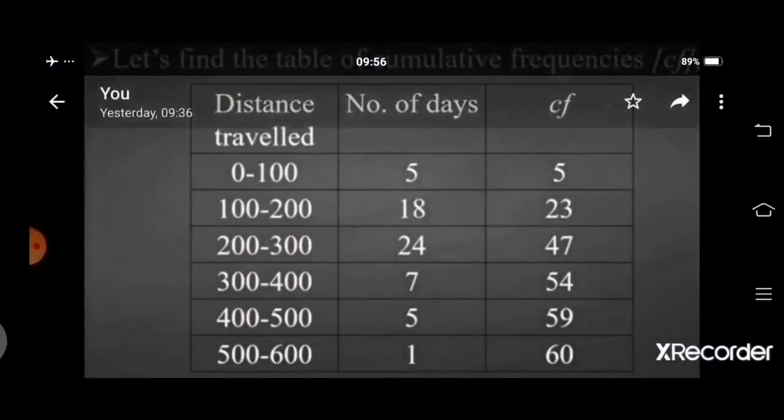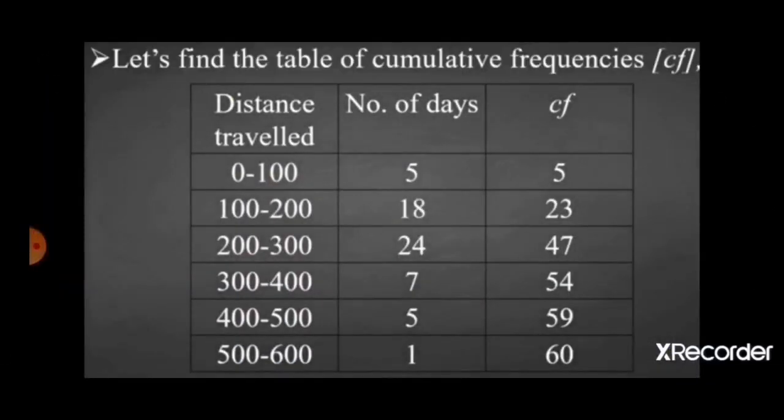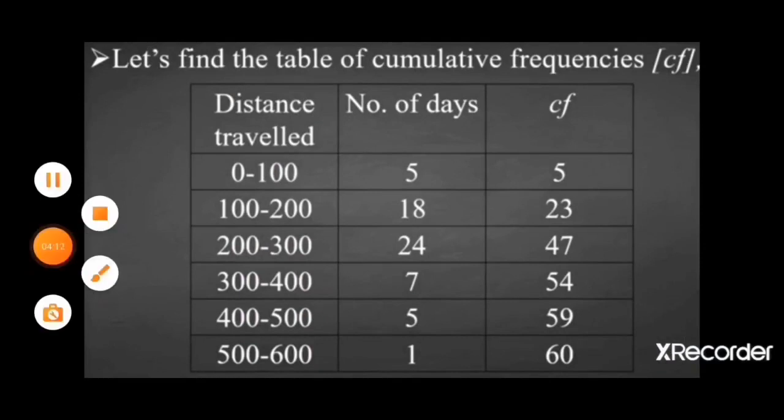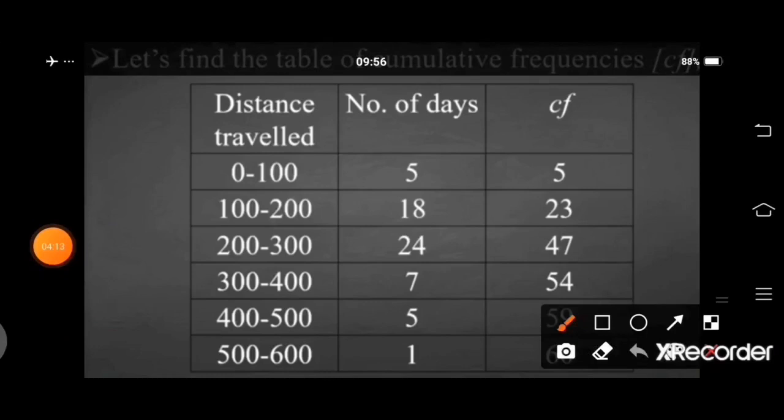Now we will make columns according to that. We will write down the continuous class, then the number of days, then we will find the CF, cumulative frequency, meaning 5 plus 18 is 23, 23 plus 24 is 47, 47 plus 7 is 54, 54 plus 5 is 59, 59 plus 1 is 60.